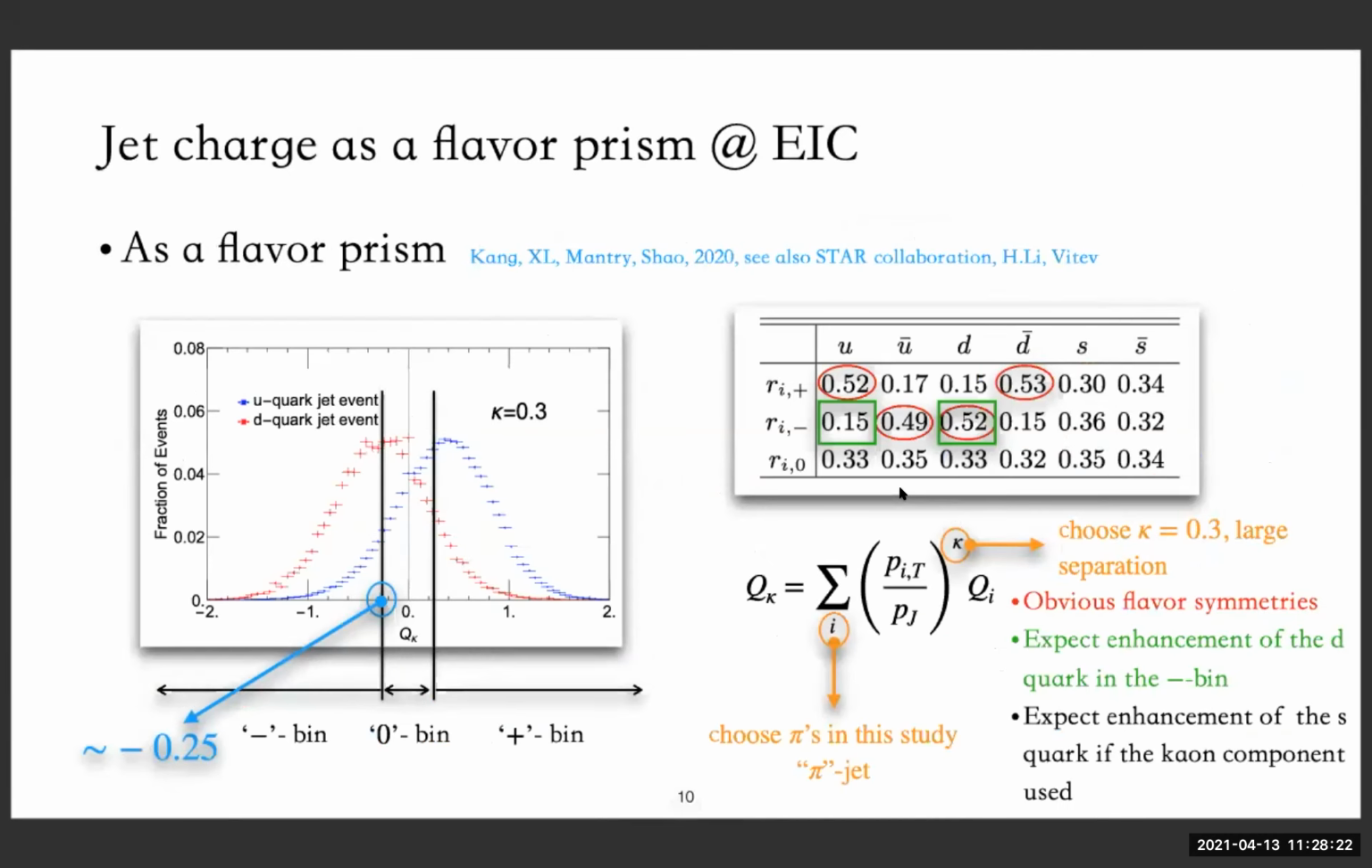I'm interested in this last bullet point: expect enhancement of the s quark if the kaon component is used. If this was the case, how would you actually then separate it from down quark hadronization? Because they have the same charge, right?